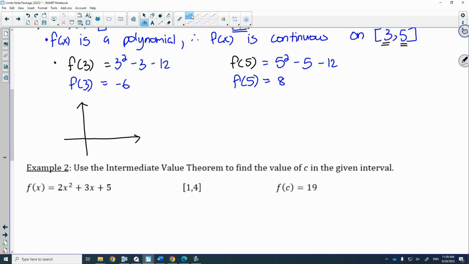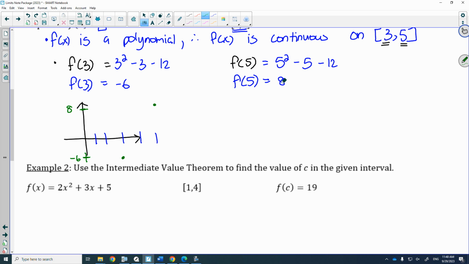So f of 3, 1, 2, 3, 4, 5. Okay, so f of 3. Don't worry about like -6. Let's just put that down here. So there's f of 3 is -6, and then f of 5 is 8. That would be up here.